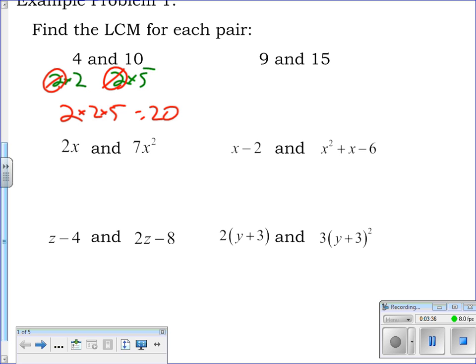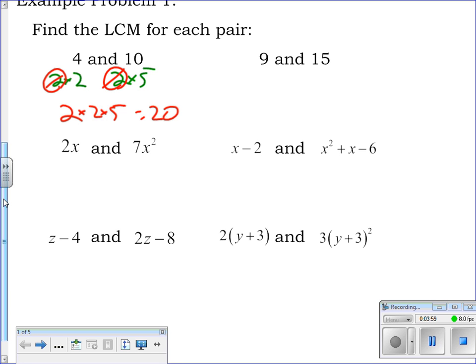That's the smallest number that both 4 and 10 divide into. Is it the only one? No. There's 20, 40, 60, 80, 100, and so on. This is the smallest, which is what you want to have when you're doing your fractions, the smallest. Okay?